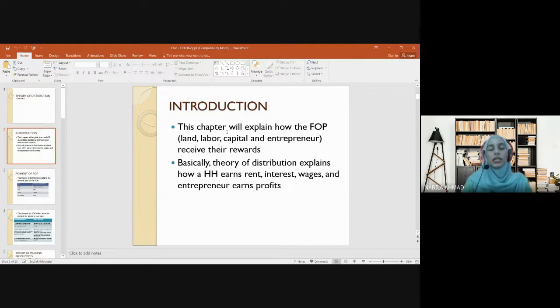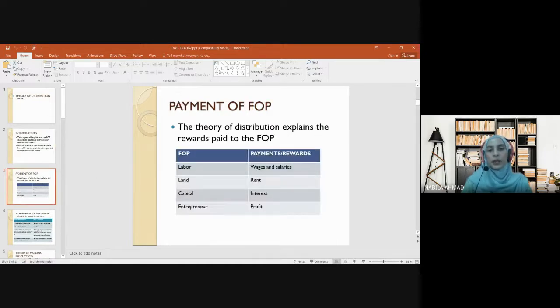Okay, so kita belajar kan chapter 1, kalau land dia akan terima rent, kalau labor, wages or salary, capital, interest and entrepreneur adalah profit. Right? So this theory ni dia akan explain bagaimana household earns rent, interest, wages and entrepreneur earns profit. Okay, so what is the payment of factors of production? Labor receive wages, salary, land receive rent, capital receive interest, entrepreneur receive profit.